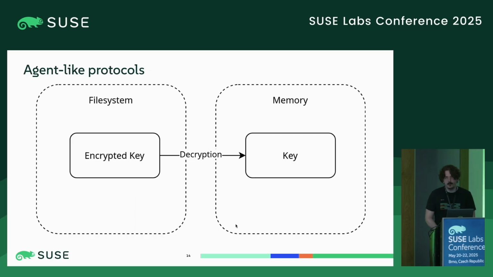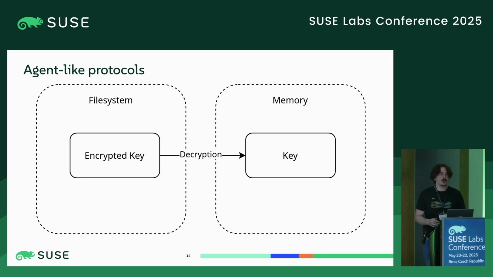And how would this be used in something like the SSH agent or the GPG agent? Essentially, here you have a file system with an encrypted key in it. You would load this key by decrypting it and then sending it to the agent. The agent would cache it in OpenSSH.